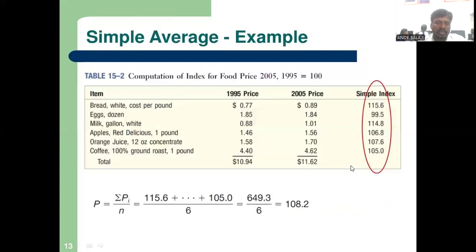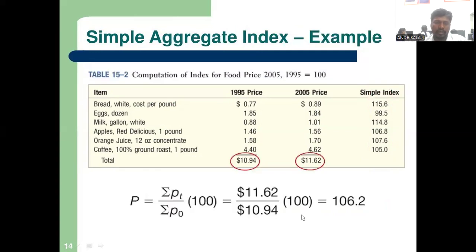And this is the example for simple price index number. Simple price index number: sum of all prices divided by number of commodities. We have prices in the base year and current year and their product. If you consider these things, it will give you the ratio of summation Pi by N, P equal to 108.